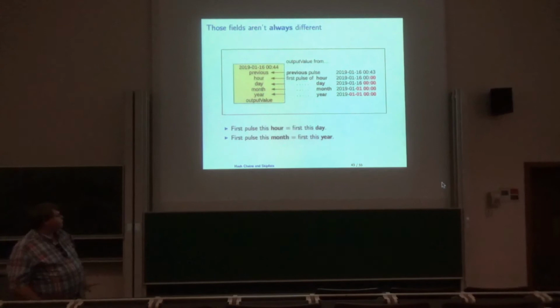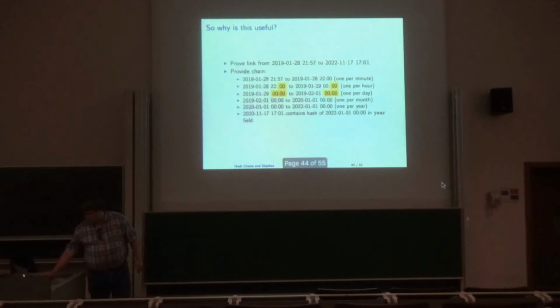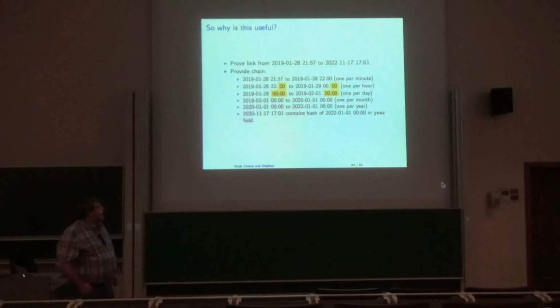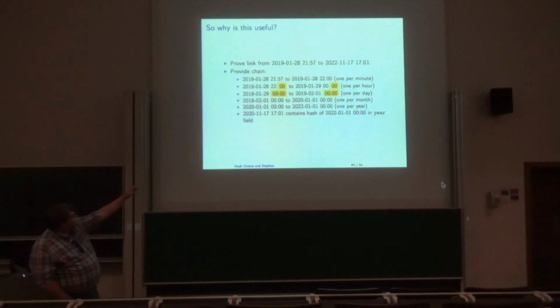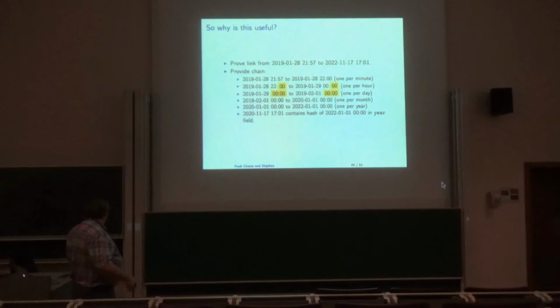So why would we do this? The reason is to make an intact skip list, an intact chain that extracts a very small subset of records. I was thinking I might draw this on the board because it's probably easier to do with a picture.